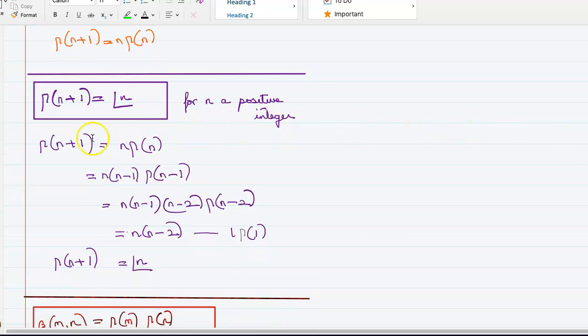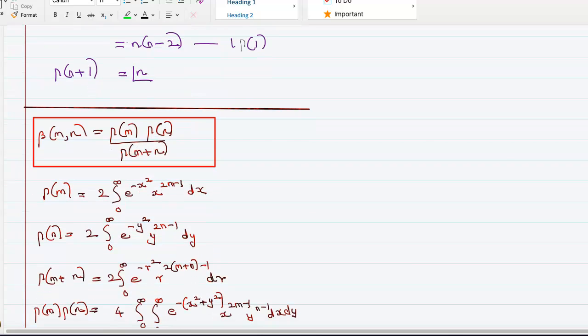Now if n is a positive integer, gamma n plus 1 is n factorial, because we start with gamma n plus 1 is n gamma n. Now what is gamma n? n minus 1 gamma n minus 1. What is gamma n minus 1? n minus 2 gamma n minus 2. So going on, you get n into n minus 1 into n minus 2 up to 1, which is n factorial.